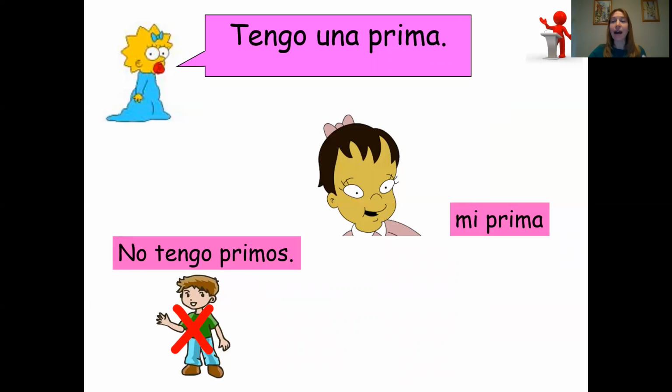Muy bien. I have a cousin. And in this sense, it's a girl cousin. Una prima. Mi prima, my cousin, and it's feminine. We know it's feminine because it ends in an A. So in this regard, no tengo primos means I don't have any male cousins. And we know that because it ends in an O.